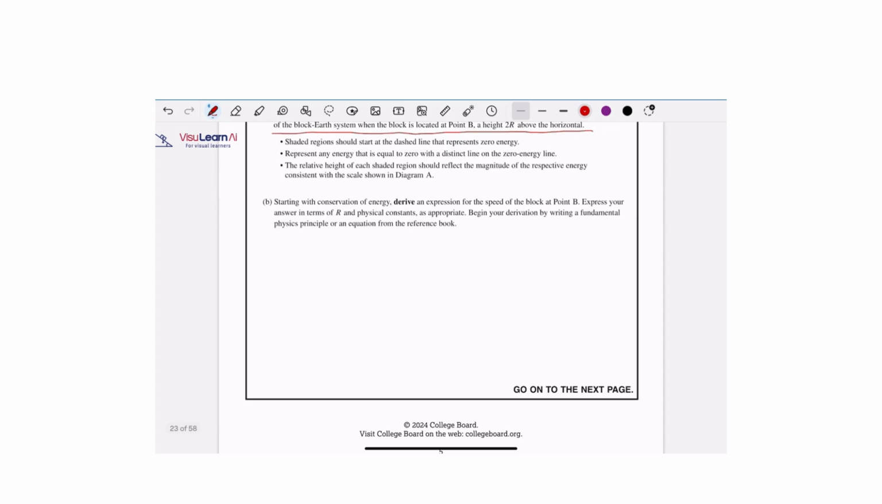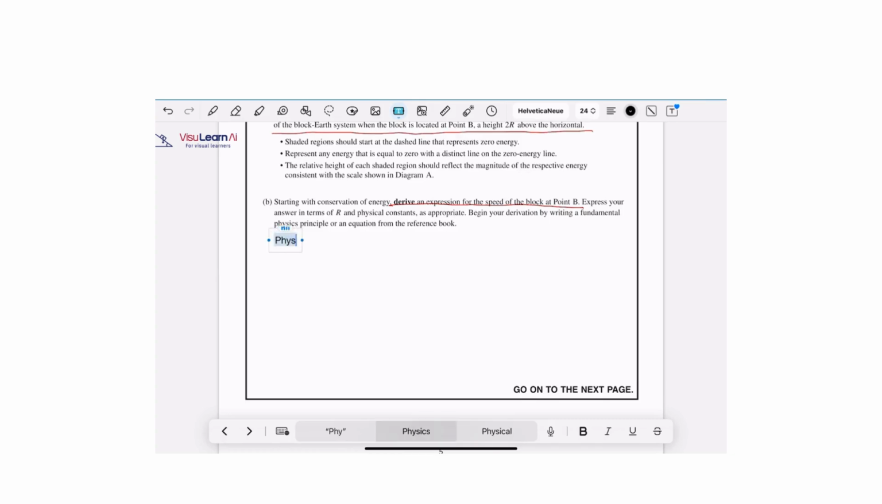Now part B talks about starting with the conservation of energy. So they give us the physics principle and they want us to derive an expression for the speed of the block at point B. So express your answer in terms of r and begin your derivation with writing a fundamental physics principle. So we start off by writing the physics principle here, and we want to be explicit about that. So the physics principle is the conservation of energy since no work is done on the system.